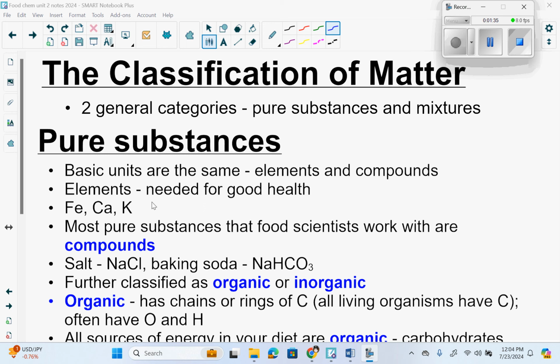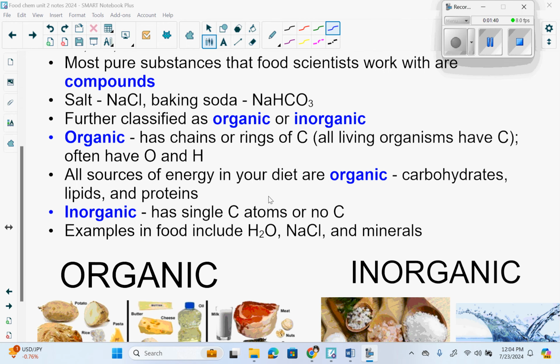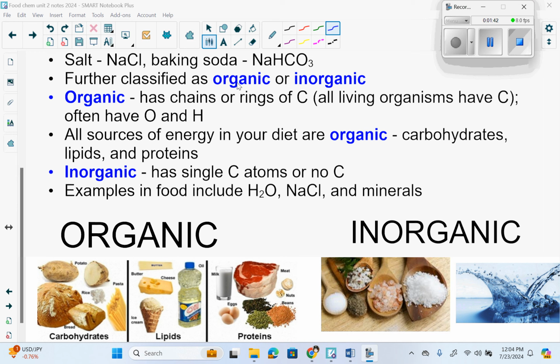Now, they are further classified as organic or inorganic, and you might think of organic as something else in the grocery store, which it is. That labeling in the grocery store is different from what it means chemically. So chemically speaking, organic means there are chains or rings of carbons, so really a lot of carbons connected together. All living organisms have carbon. There's actually a whole year of chemistry on this. If you major in chemistry in college, it's called organic chemistry. So there's a whole subdivision of chemistry related to just organic compounds.